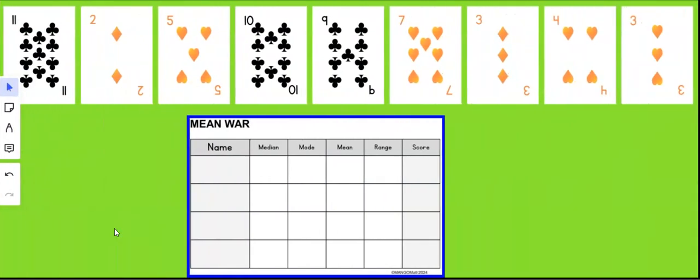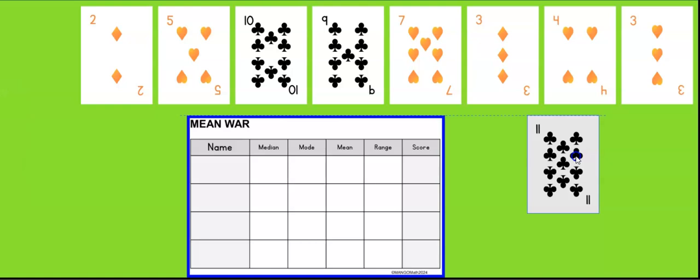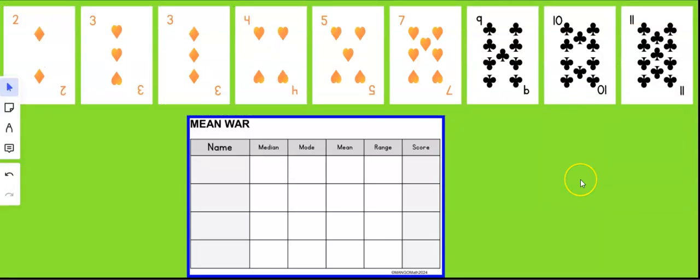Mean More is a game in which students will be playing to figure out median, mode, mean, and range. And based on what they get when they solve for those, will give them a score for each round. So to begin with, each player is going to be dealt 9 cards. They are then going to put those 9 cards in order from least to greatest. So I'm going to do that here with these ones. So there you have it, from least to greatest.